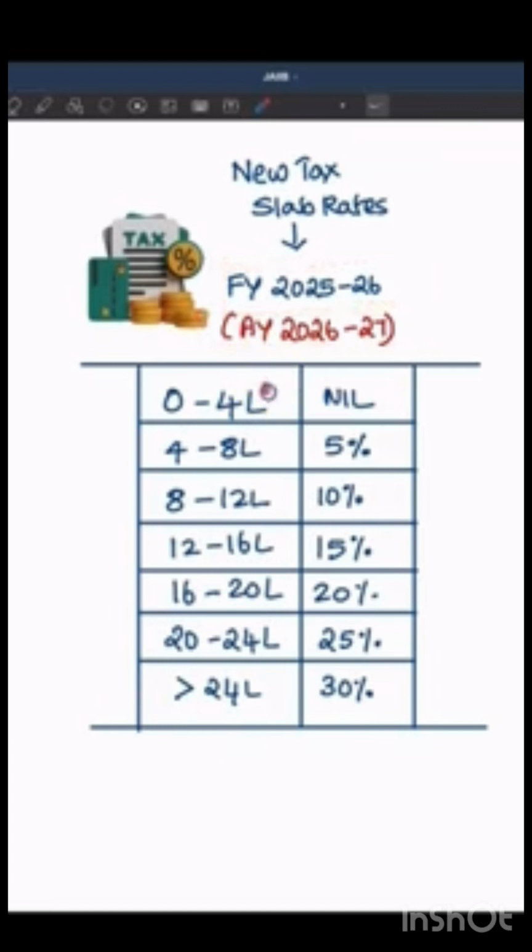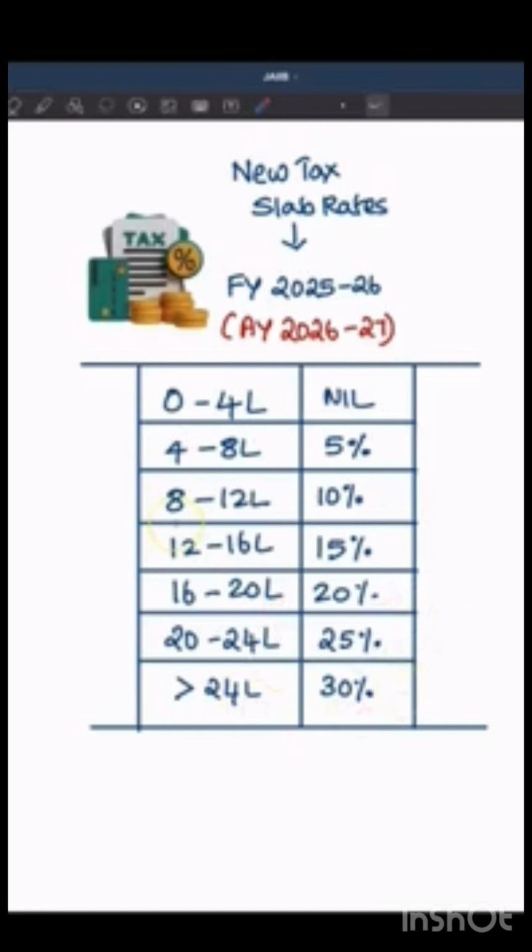So here up to 4 lakhs there will be no taxes. 4 to 8 lakhs it is 5%. 8 to 12, 10%, 12 to 16, 15%, 16 to 20, 20%, 20 to 24, 25%, and greater than 24 lakh is going to be 30%.